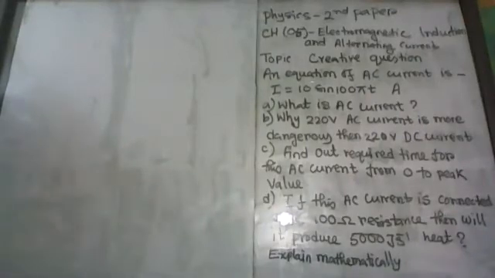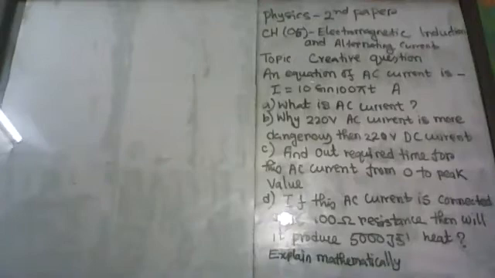The stem of today's question: an equation of AC current is given below. It is I equal to 10 sine 100 pi t ampere. On the basis of this stem, we are going to solve the following questions.